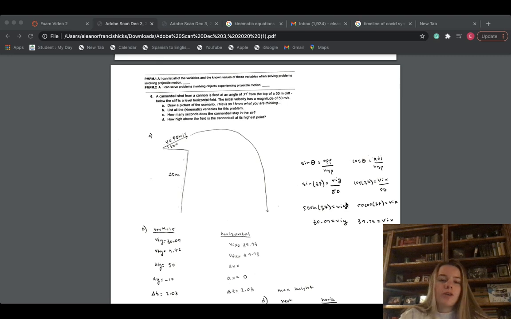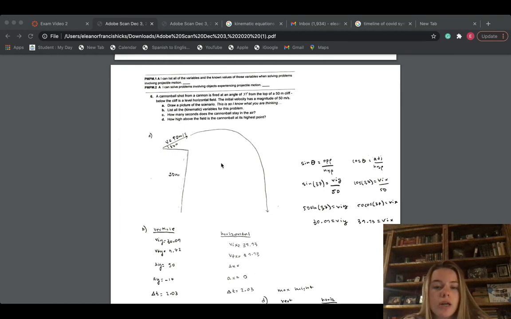Okay, so for my first video, I'm going to be explaining question 6. A cannonball shot from a cannon is fired at an angle of 37 degrees from the top of a 50-meter cliff. Below the cliff is a level horizontal field. The initial velocity has a magnitude of 50 meters per second.